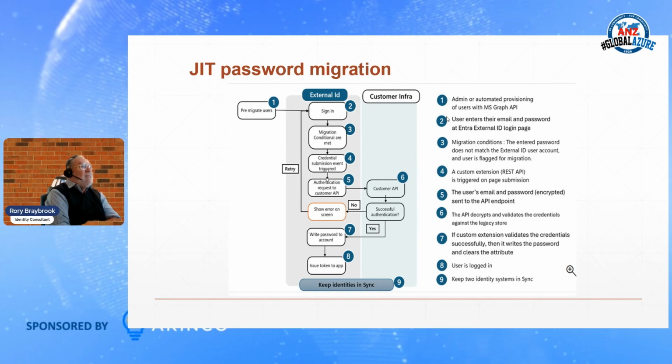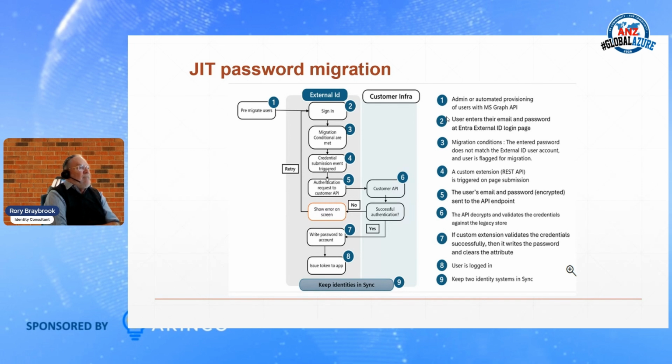Now, just-in-time password migration is something that they have introduced to do just-in-time migration when the user logs in for the first time. So basically, imagine you've migrated all the users over. You can't migrate the passwords, so you've given everyone a random password in Entra External ID. So the first thing you do is you migrate them with this random password. Now, the user signs in, so step 2.